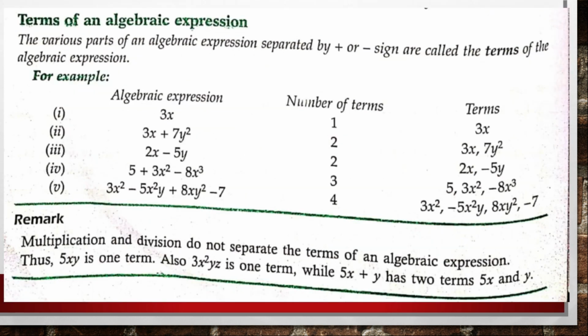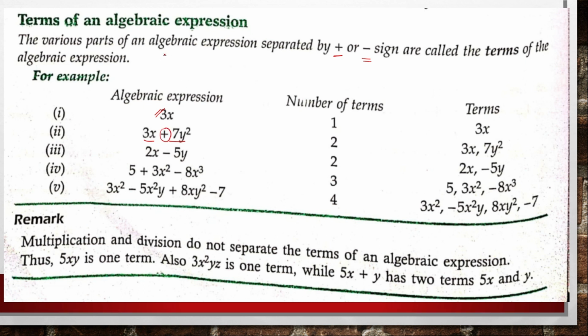Now, terms of an algebraic expression. The various parts of an algebraic expression separated by plus or minus symbols only are called the terms of the algebraic expression. Here some examples are given. In the first one there is only one term. In number 2 there are two terms. Why? Because the first term and second term are separated by a plus symbol.